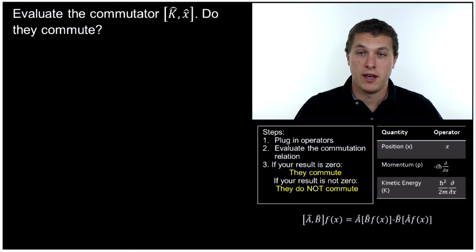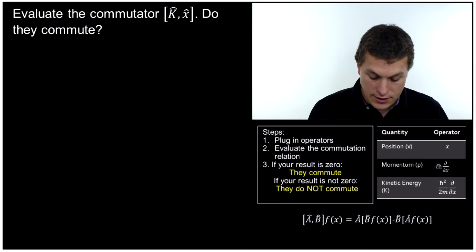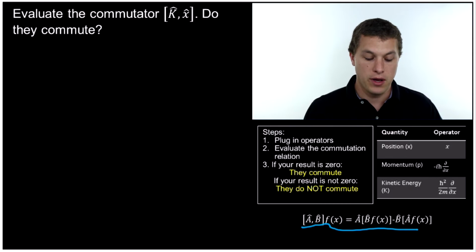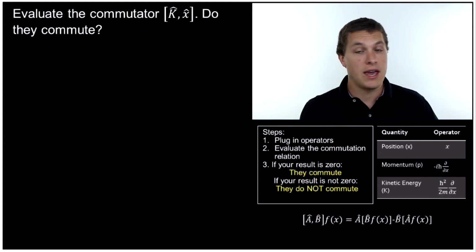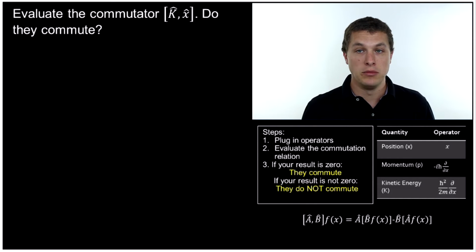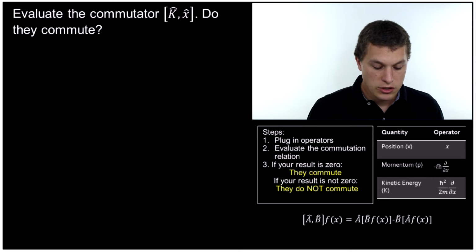So the first question we're going to take a look at asks us to evaluate the commutator k hat x hat. And all that's saying is let's go ahead and plug in those two operators to this formula down there. And it asks the question, do they commute? And of course, if they commute or not tells us can we measure them at the same time to unlimited precision or not. So how do we do that?